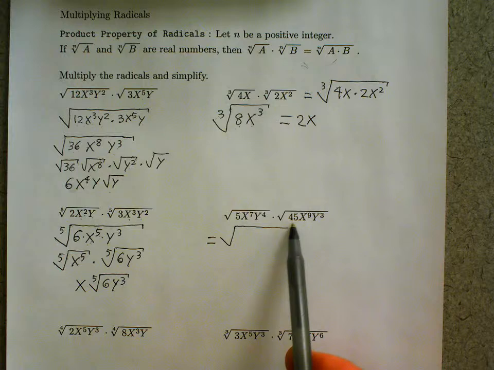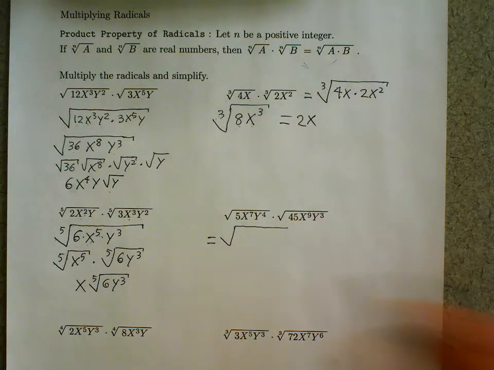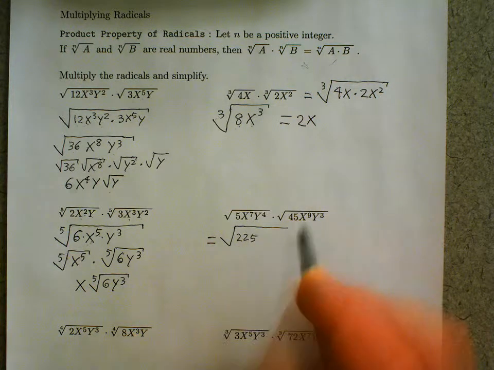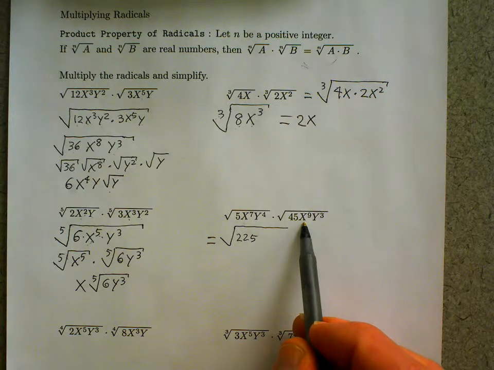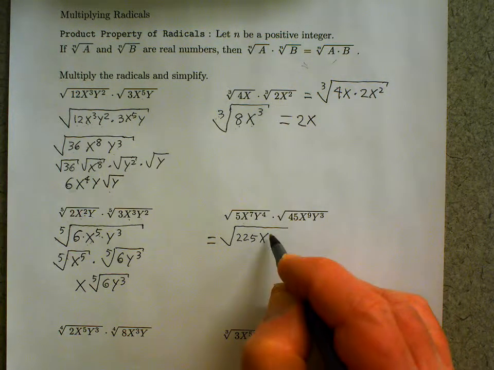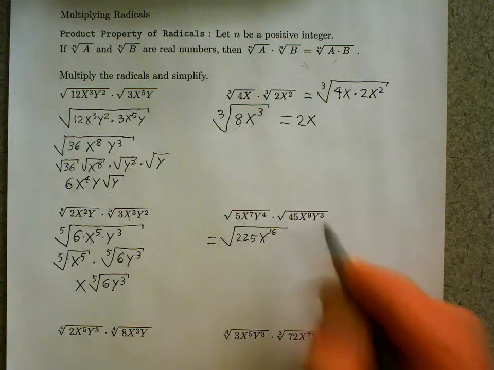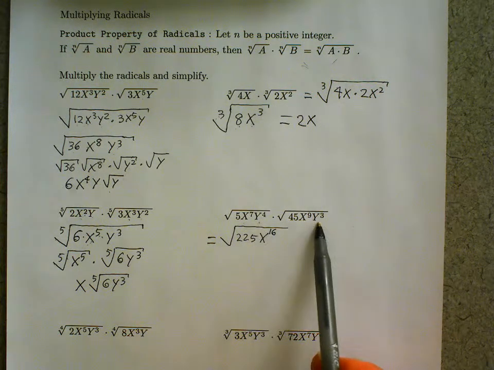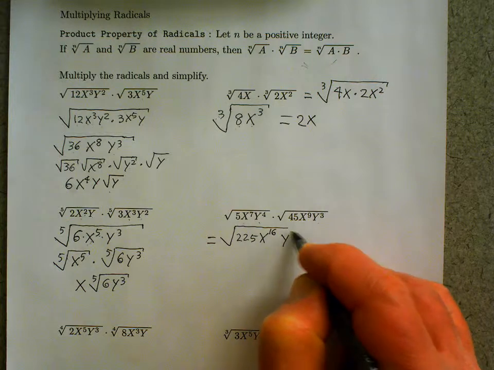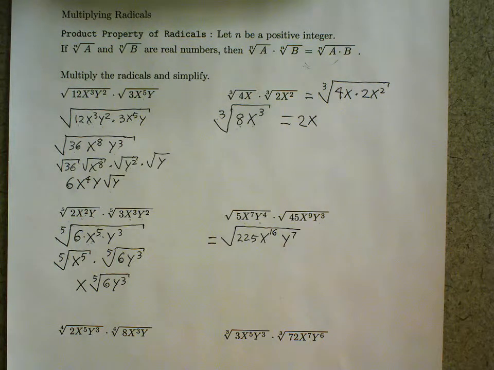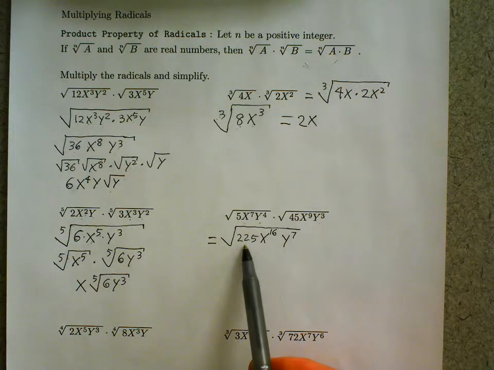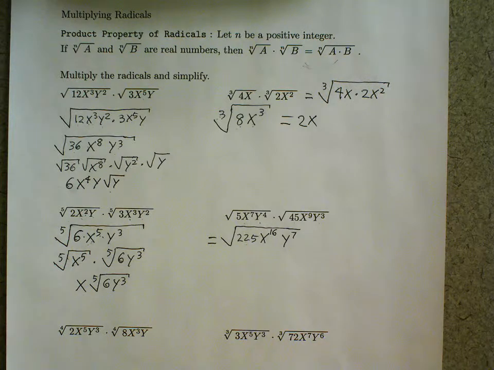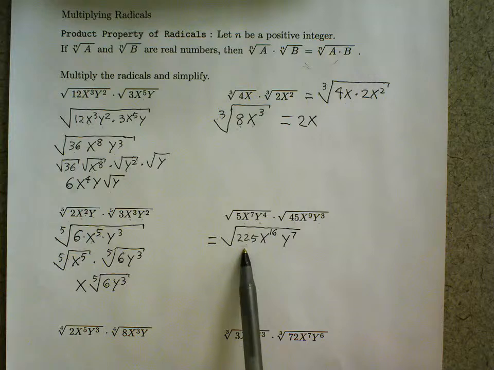So 5 times 45 is 225. X to the seventh times x to the ninth is x to the 16th. We add the exponents. Y to the fourth times y to the third is y to the seventh. The largest factor of 225 that's a perfect square is 225. In other words, 225 is a perfect square. 15 to the second is 225.